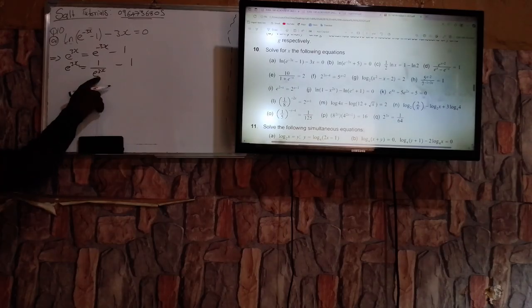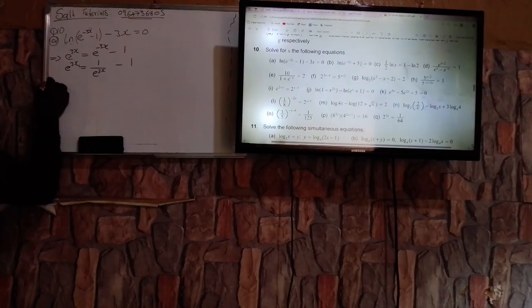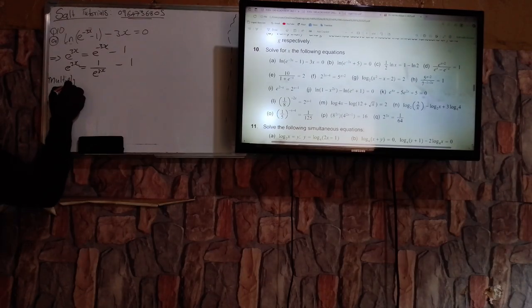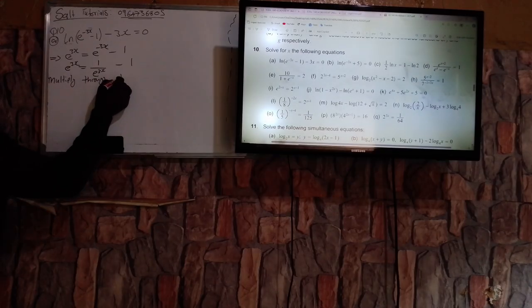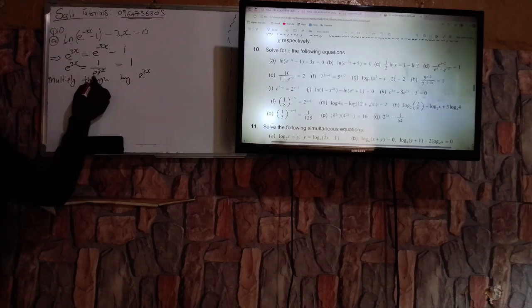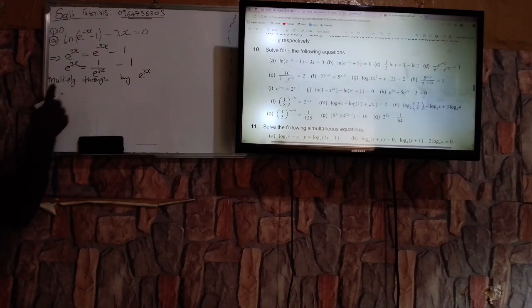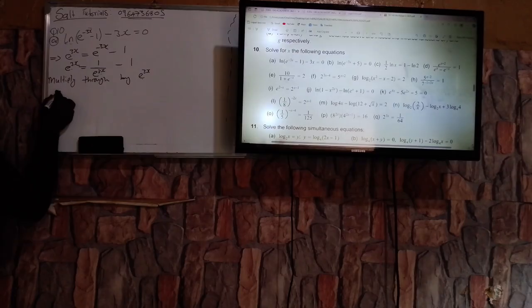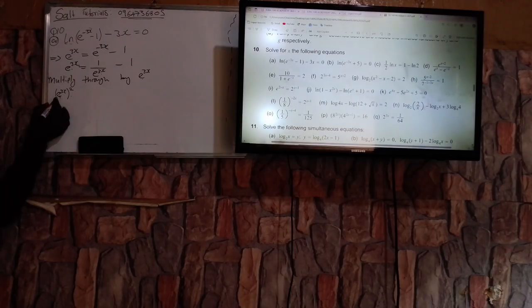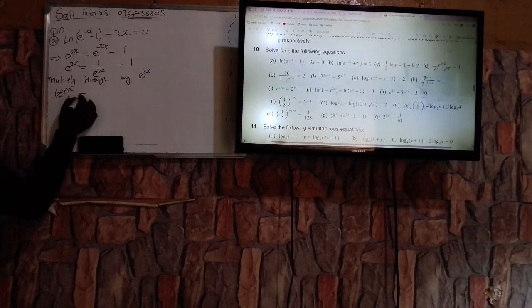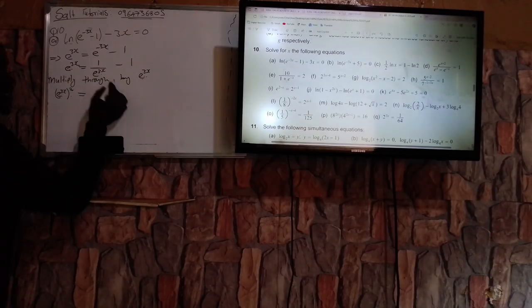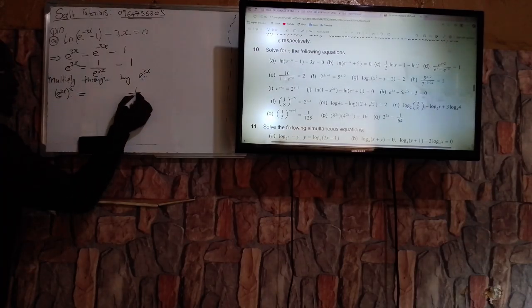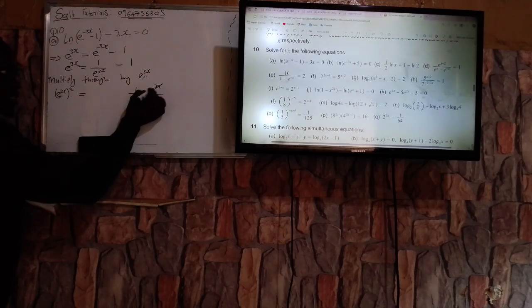To get rid of the denominator, what can I do? Multiply through by e^(3x), implying that every term will be multiplied by it. So e^(3x) times e^(3x) is e^(3x) squared, since it's multiplied twice, equal to 1 over e^(3x) multiplied by e^(3x) over 1, so these two cancel.